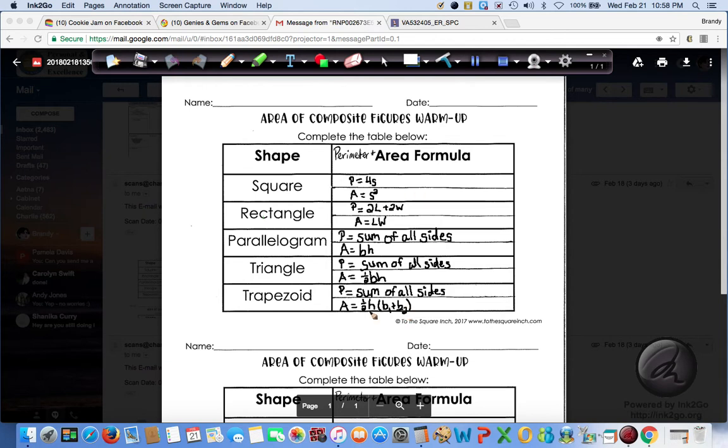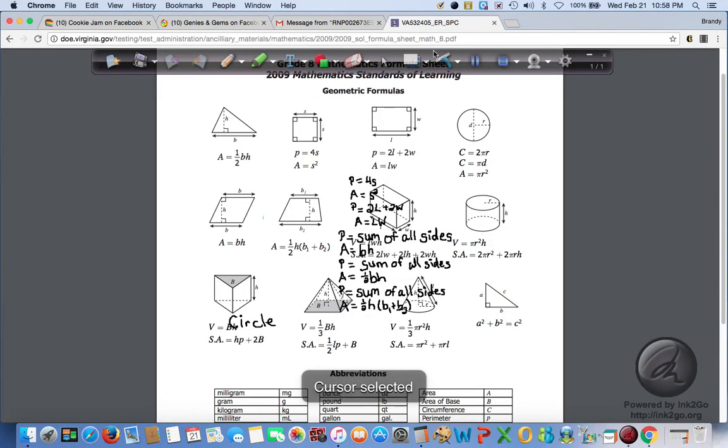Now there's one more that they didn't add on here that is a basic shape that I want you guys to know about, and that's circle. So at the bottom of your paper, I want you to write circle, and we'll go back and take a look at how to find the perimeter and area of a circle. So if you come up here, the last figure on your top row is a circle.